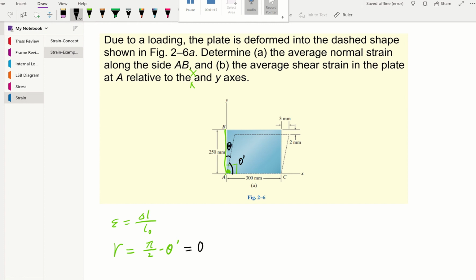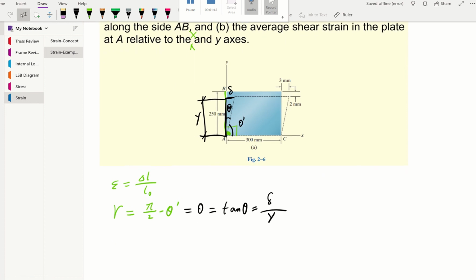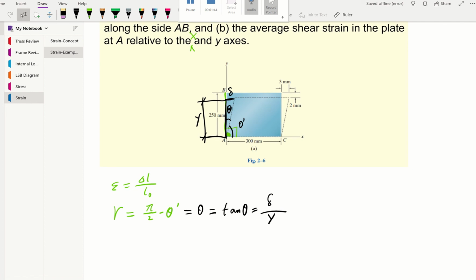Also, that's theta. Also, the angle theta is often small, so that's going to be equal to tangent theta. For tangent theta, which means opposite, delta, over adjacent, this height. And we call this height y. So those are the equations to solve the normal strain and the shear strain. So let's get to it.